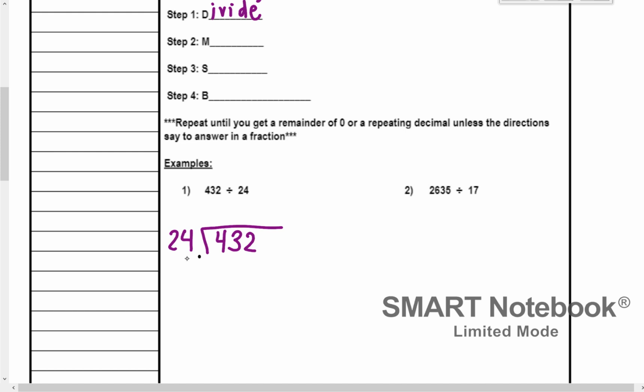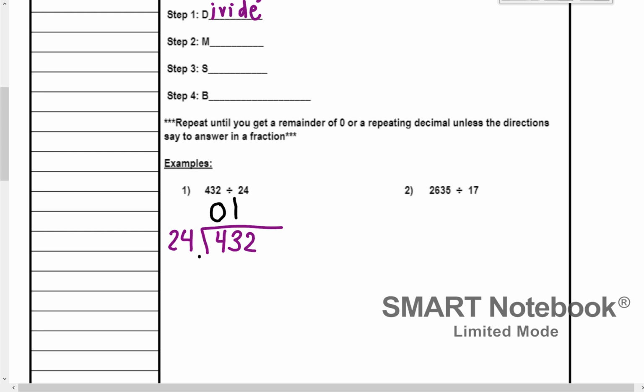We're seeing how many times 24 can go into the place values. How many times can 24 go into 4? Well, it can't. 24 is bigger than 4. So we put a 0 placeholder since it cannot go in there. Then we say how many times can 24 go into 43? We just add on that next place value. 24 can go into 43 one time, because if it went in there twice, it would be 48, and that's too much. So we do the division. That's that divide step.